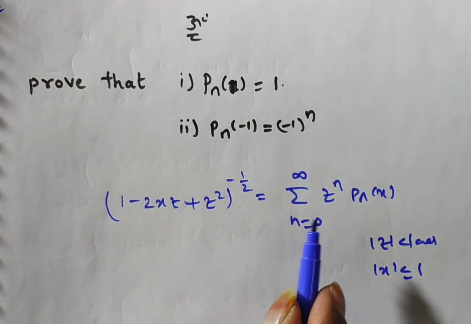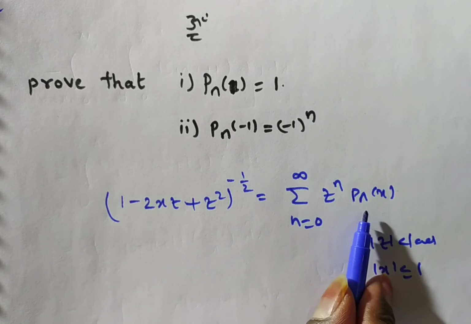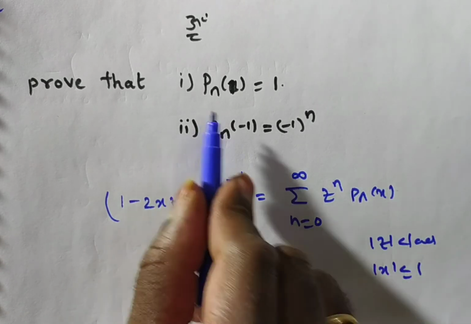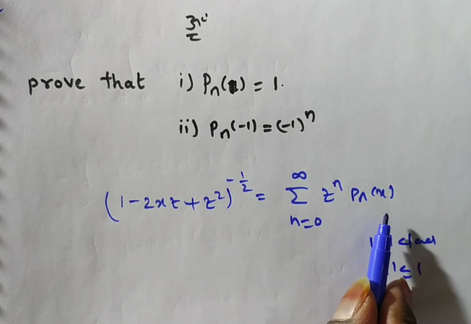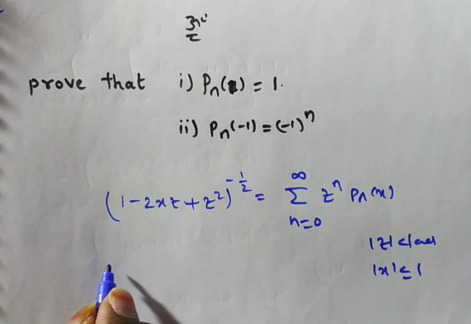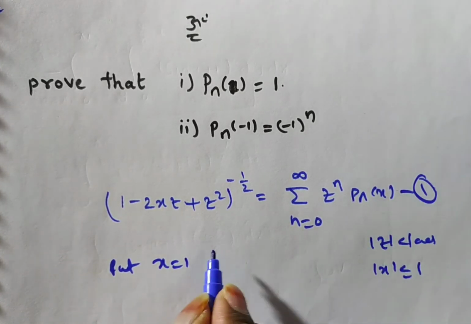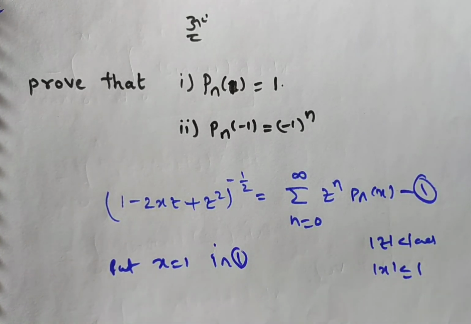Here you observe we have to prove Pn of 1. On the right side you have Pn of x. So Pn of 1, how can you get it? Yes, by substituting x is equal to 1, then we will get Pn of 1. So put x is equal to 1. Consider this as equation number 1.